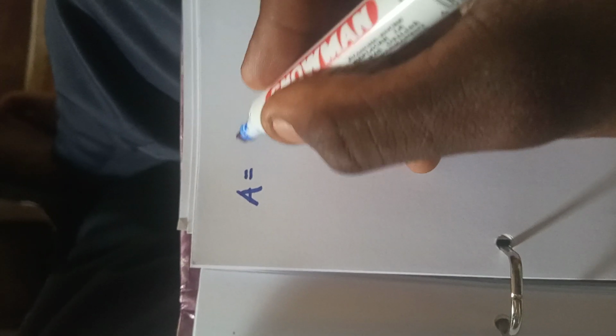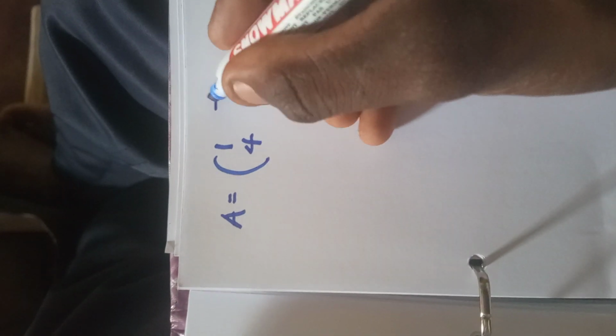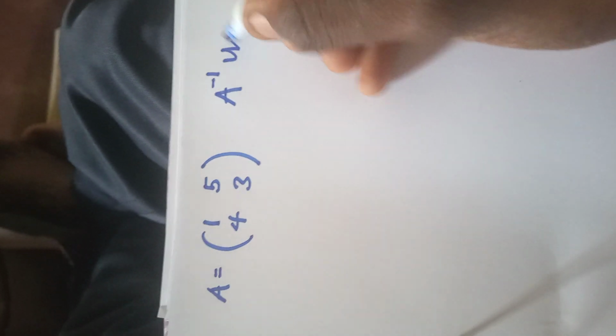Saying matrix A equals 1, 4, then there is 5 here, and then there is 3 here, like this. Then they are saying we should find A inverse using what?